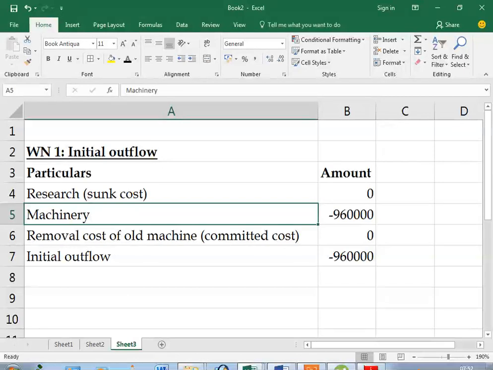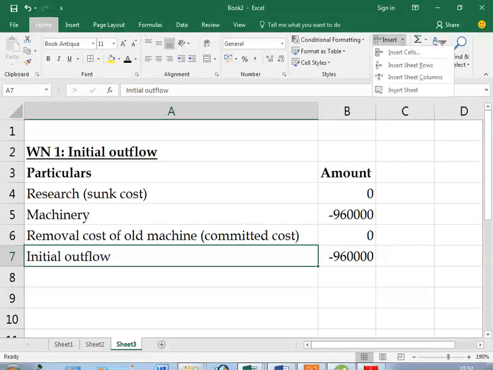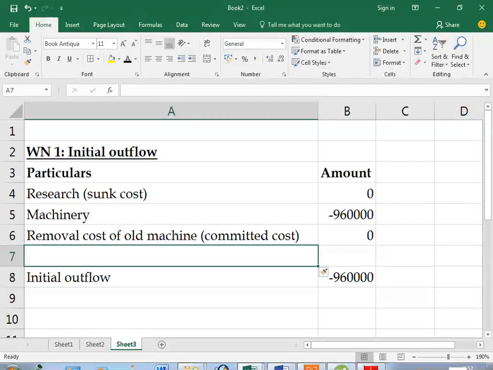No, that's rent. That's a regular rent. Advertisement of the new product will be this. Assume advertisement to be incurred at the beginning of the year. So the moment I start the project, I'll incur the advertisement cost. Beginning of year 1 means year 0.